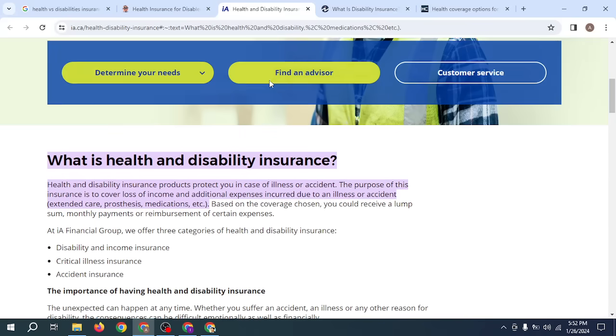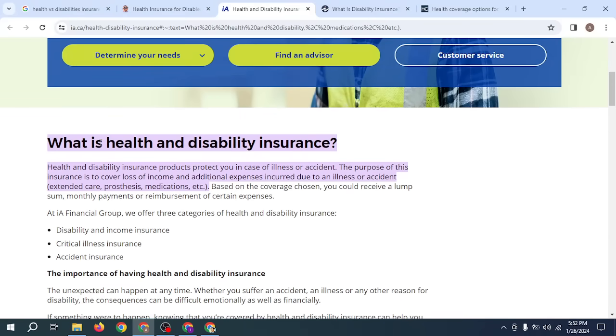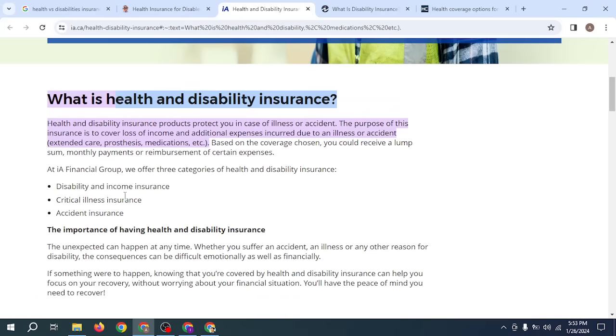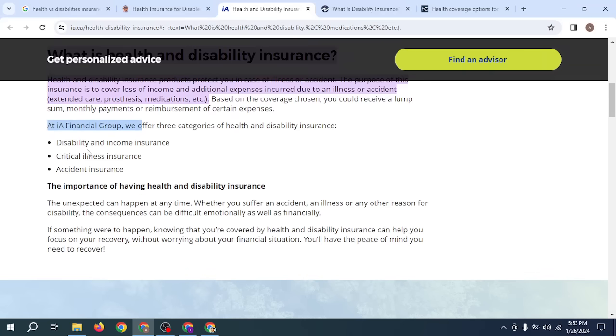So what is health and disability insurance? Health and disability insurance products protect you in case of illness or accident. The purpose of this insurance is to cover loss of income, additional expenses incurred due to illness or accident, extended care, prostheses and medication, etc.